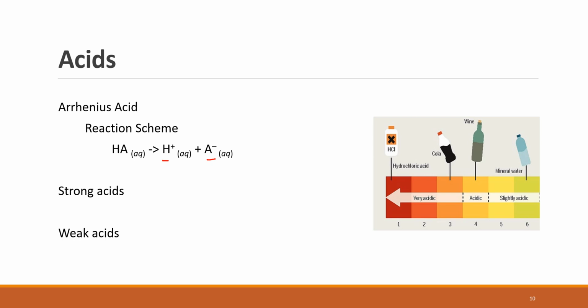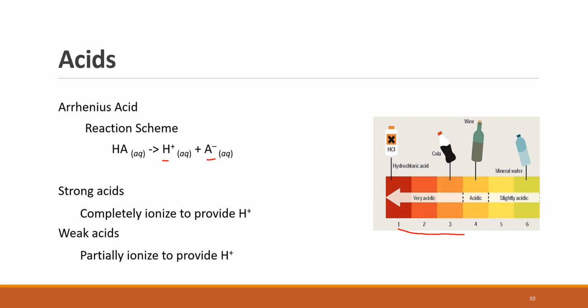So there are strong acids and weak acids. Strong acids completely ionize, weak acids only partially ionize to form that H+ ion. Now off to the right you can see a pH scale. The numbers along the bottom are indicating the pHs. So we start at 1 and go all the way up to 7. It stops there because 7 here is neutral. If you are below a pH of 7, that means that it is acidic. Above a pH of 7 would then be basic.